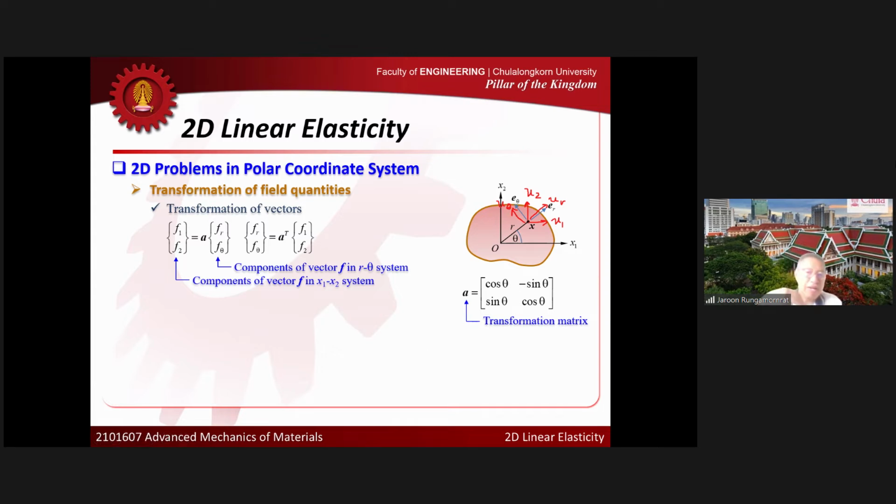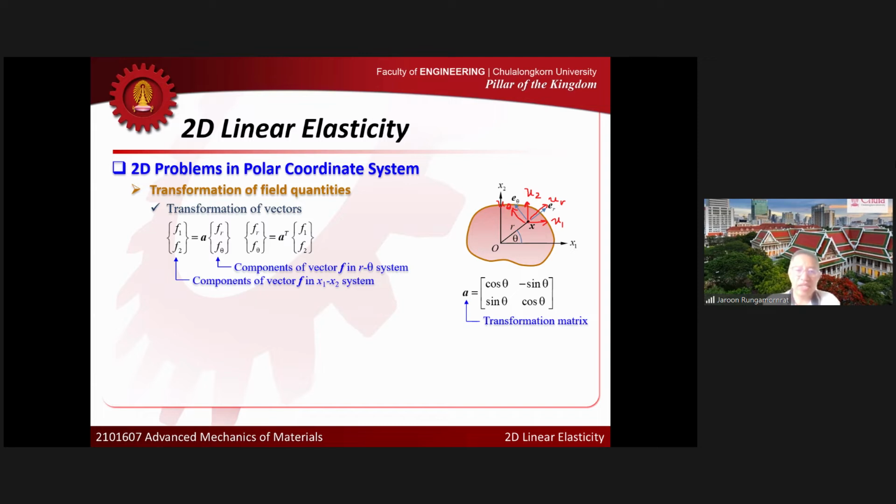So let's say that if I am given the components in the X1 and X2 system, I can transform back to the r and theta system as well. I just simply use the transpose of A as the transformation matrix. I take A that I showed you here, take the transpose, and multiply by F1 and F2. That will give me the components in the r and theta system.